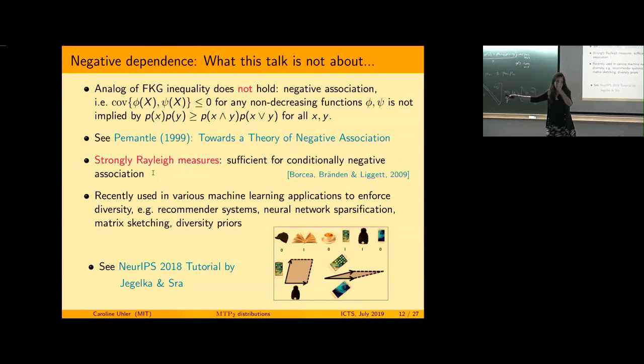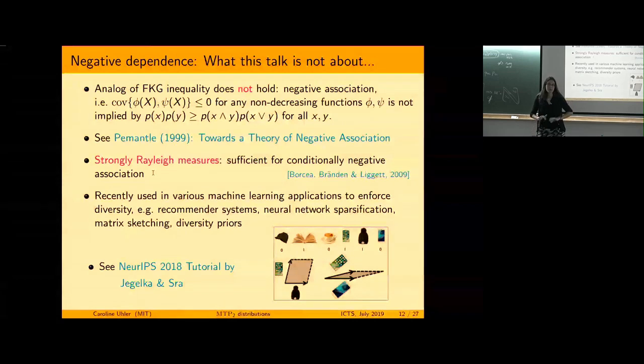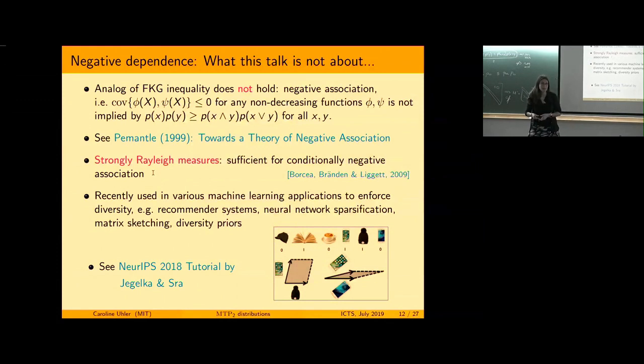Same thing when you have huge matrices. Matrix sketching is just figuring out some columns to keep. Well, you want to keep the columns that are as different from each other as possible. So again, you want negative association in order to get a diverse set of columns to keep. Or for example, in neural network sparsification, I only want to keep the neurons that save different kinds of information, etc. So in these kinds of applications where you want diversity, that's when negative association, negative dependence, or these strongly Rayleigh measures have actually been used.